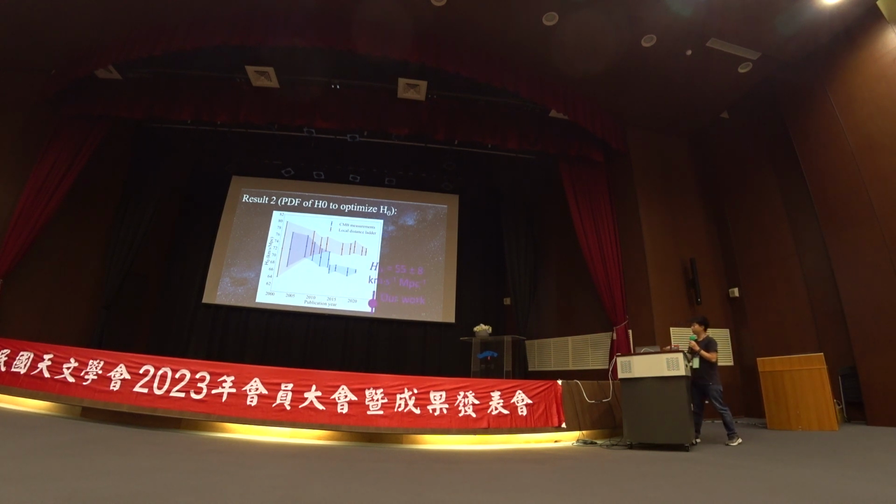Now, in 2023, we have a new method to constrain the Hubble constant. We got the result, 55 plus or minus 8, and it's below 62. It's close to the CMB. So our result prefers the CMB.